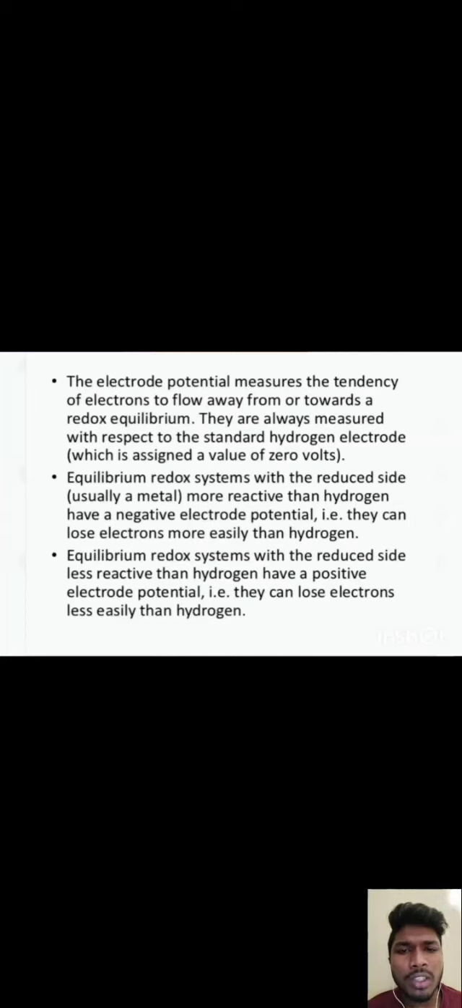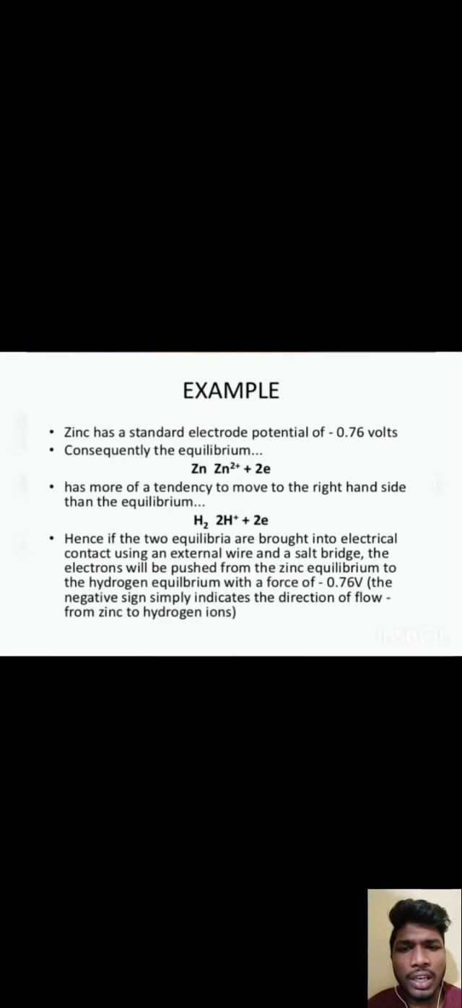A redox equilibrium system with the reduced side usually a metal more reactive than hydrogen has a negative electrode potential, that is, they can lose electrons more easily than hydrogen. A redox equilibrium system with the reduced side less reactive than hydrogen has a positive electrode potential, that is, they can lose electrons less easily than hydrogen. For example, zinc has a standard electrode potential of minus 0.76 volts relative to the standard hydrogen electrode. Consequently, the equilibrium Zn2+ plus 2 electrons has a greater tendency to move to the left side than the equilibrium H+ plus 2 electrons.